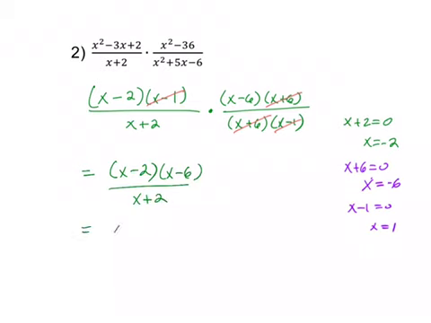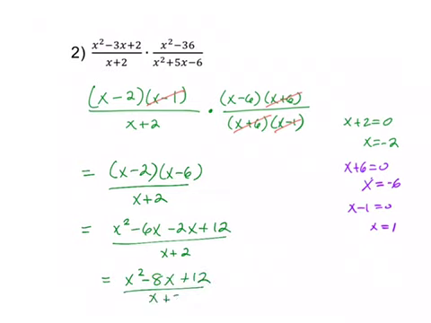I can FOIL, so x squared minus 6x minus 2x minus 12 divided by x plus 2. So x squared minus 8x plus 12 divided by x plus 2, where x cannot equal 2, negative 6, negative 2, or 1. And that's it for this exercise. Pretty easy.